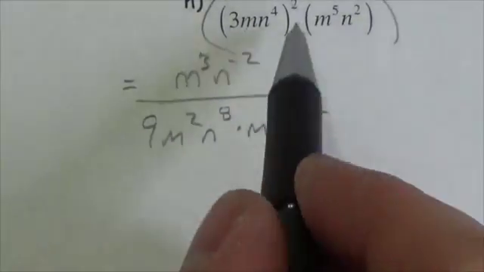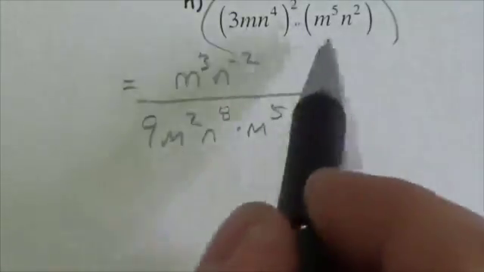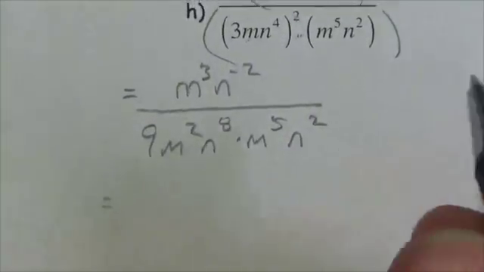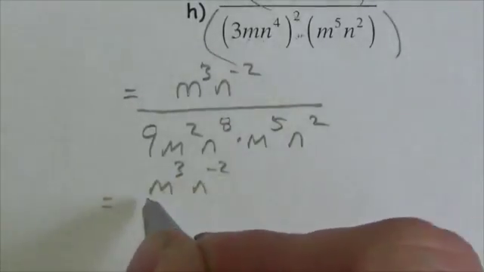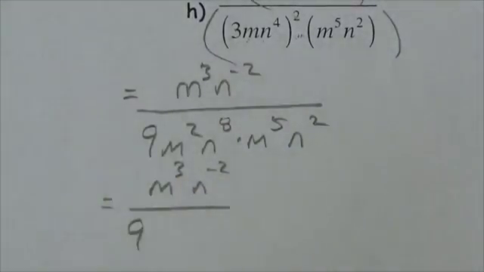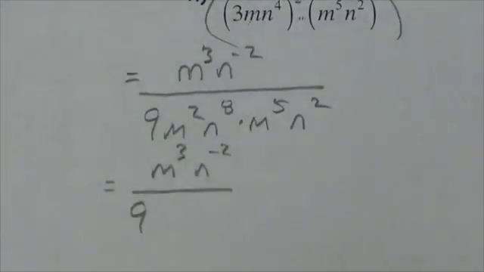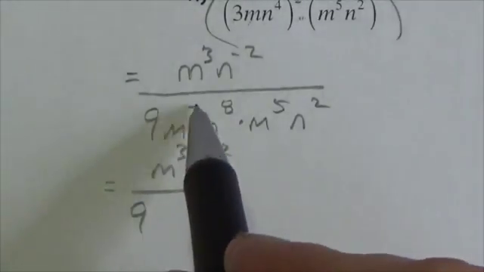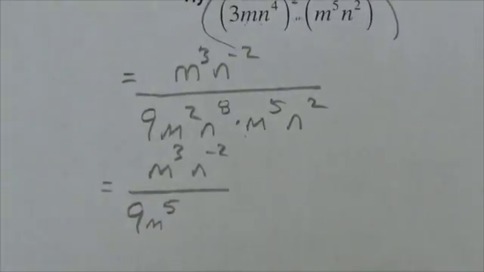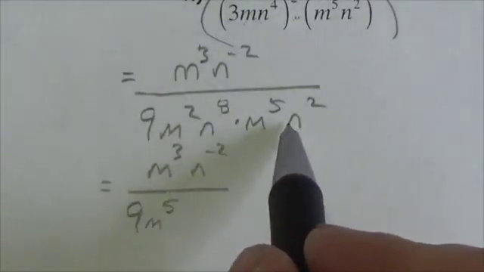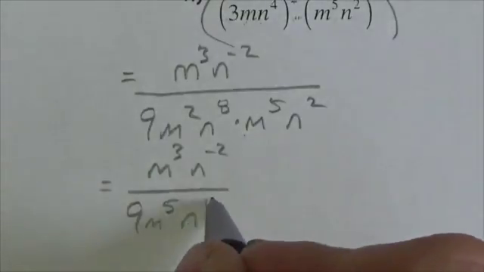Now that I've dealt with that exponent, I can multiply out the entire denominator. The numerator is still going to stay the same, m cubed n to the negative 2. There's nothing that I can put together with a 9, so that's it. But I've got m squared, m to the 5th, so this will be the sum of those two, m to the 7th. N to the 8th, n squared will be n to the 10.